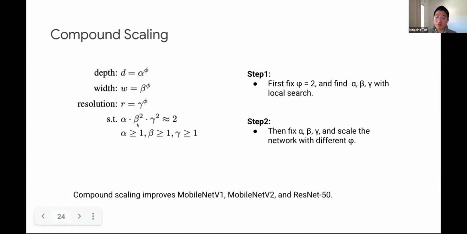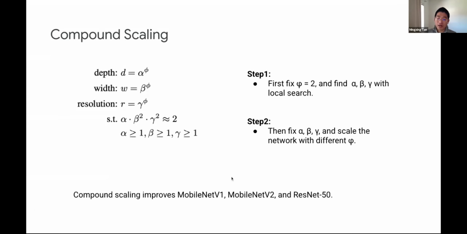So now you have this constraint for these 3: alpha, beta, gamma. How do you know the correlation between these 3? Well, it's pretty simple. You can do it in 2 ways. First, you fix phi to fix the size. Let's say phi equals 2, and you want to make the model 4 times bigger. Because the model is relatively small, you can do a local grid search to find the values of alpha, beta, gamma. Then you fix alpha, beta, gamma, and only scale phi to get different target resources.